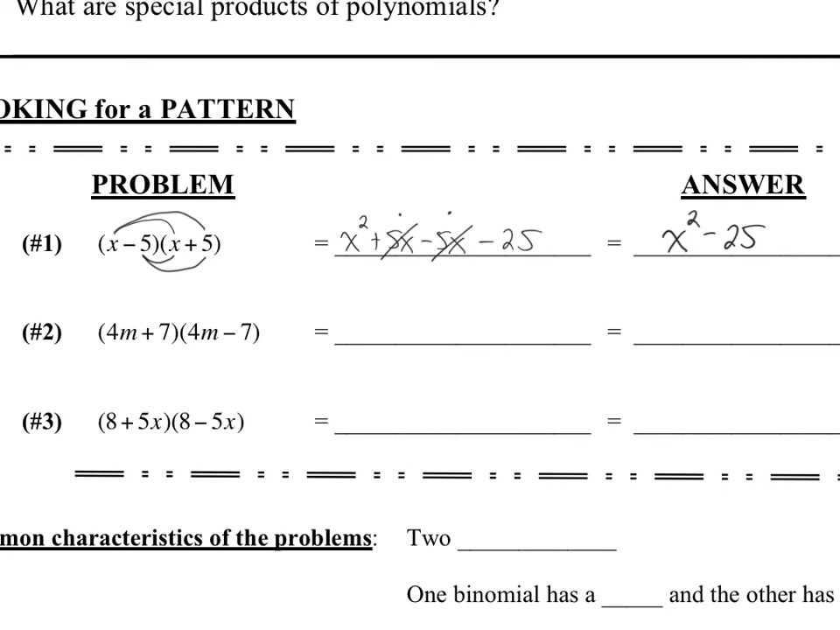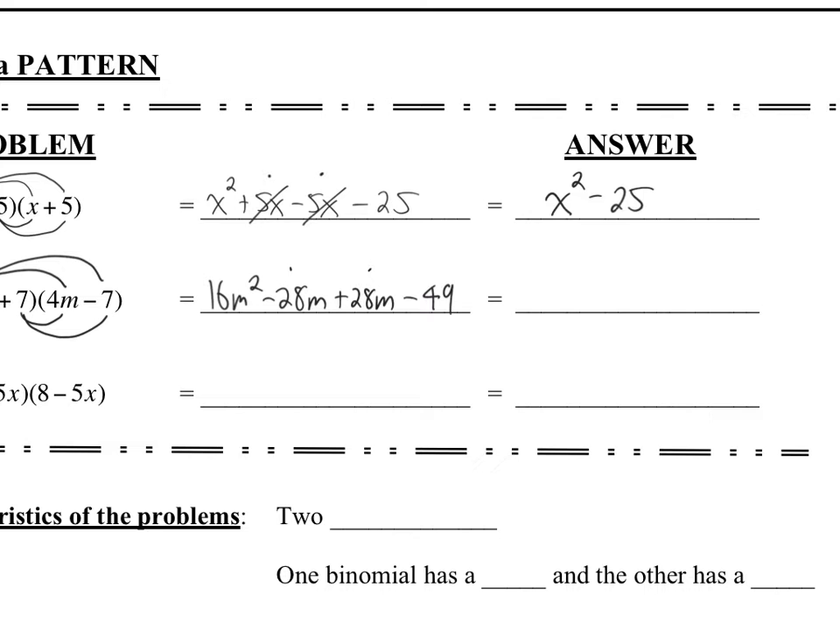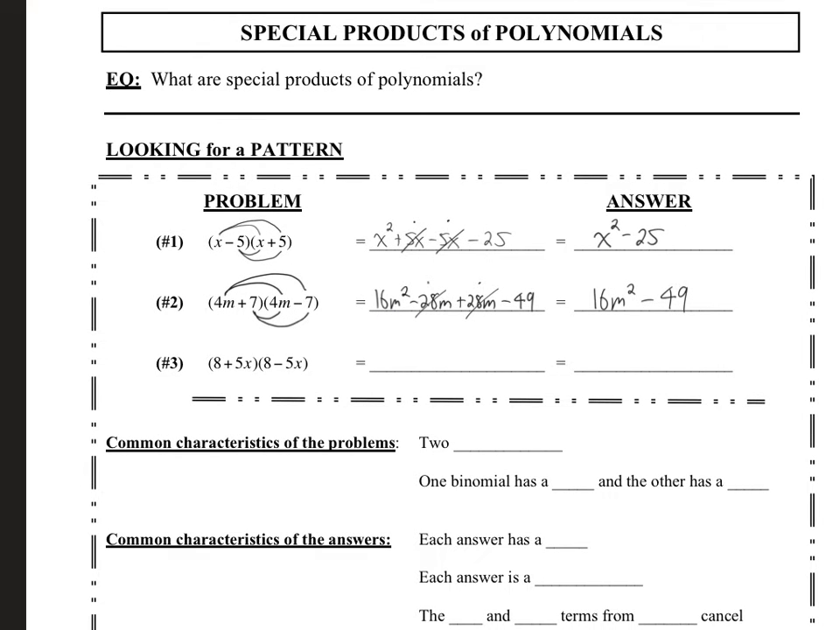We have 4m plus 7 times 4m minus 7. So 4m times 4m is going to be 16m squared. 4m times negative 7 is negative 28m. Then we do 7 times everything in the other parentheses. We have 7 times 4m is going to be 28m. And then we have 7 times negative 7, which is negative 49. Oh, look at this. We combine like terms again. Negative 28m plus 28m is going to cancel and go to 0. And we're left with 16m squared minus 49. Okay, looks like we got it to cancel again here.